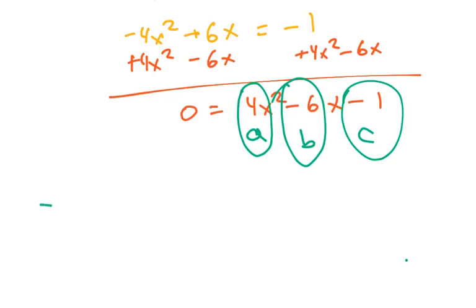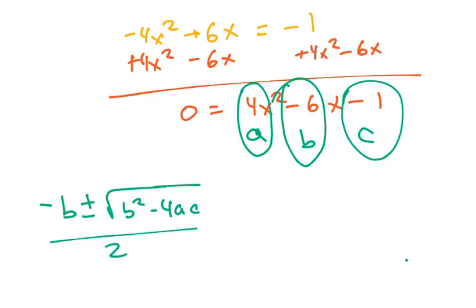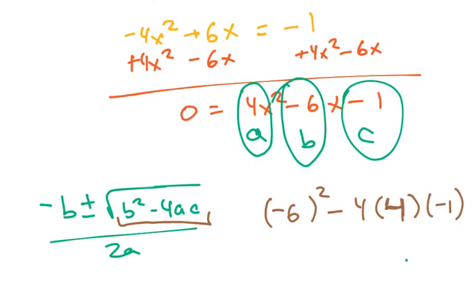The quadratic formula is negative b plus or minus square root b squared minus 4ac all over 2a. And once more, hopefully I'm starting to sound like a broken record, I only care about b squared minus 4ac. So this is negative 6 squared minus 4 times a, which is 4, and c is negative 1.